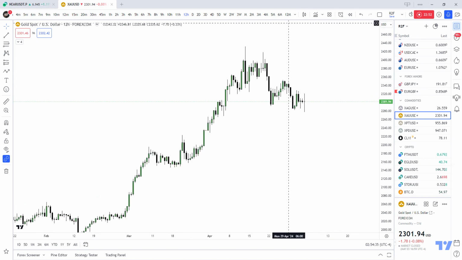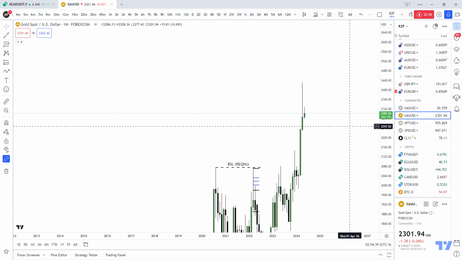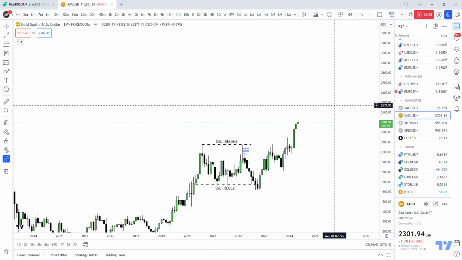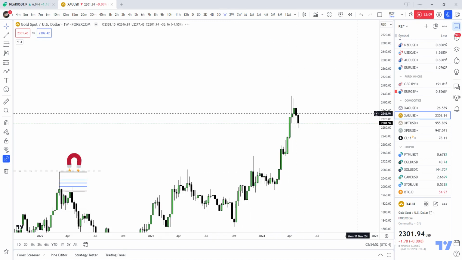Okay, so this is gold. All right, let's start on the monthly, see what's up. Monthly, we're at all-time highs right now, right? So there's not much to say to the left of the chart. I can't say whether we are done on the run or not. It's impossible to say. Let's go down to weekly.